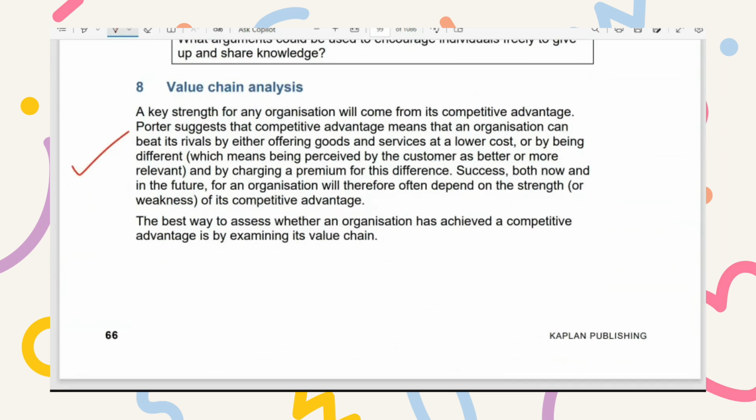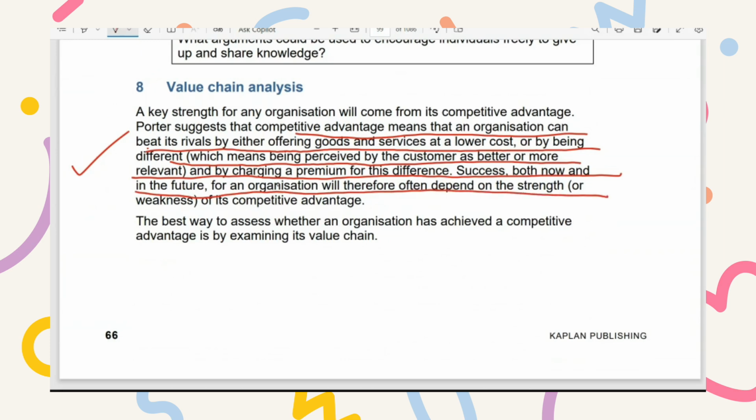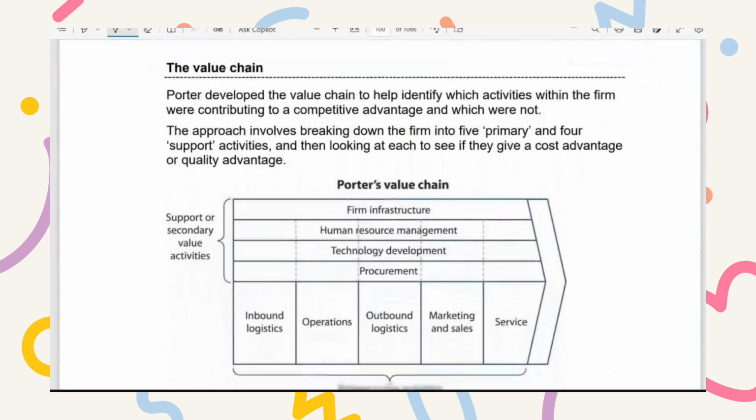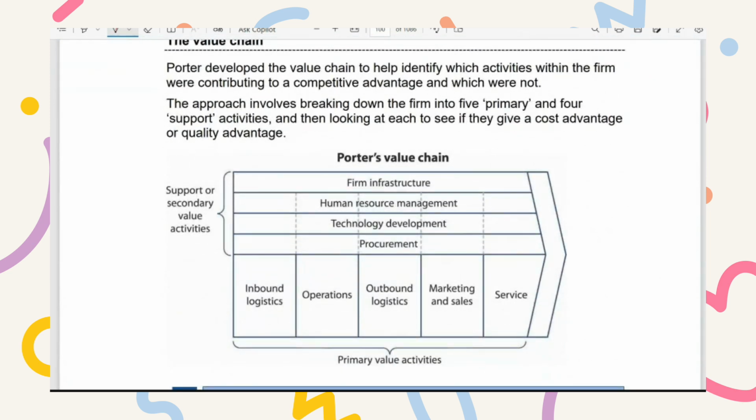Value chain analysis. Value chain analysis is good for analyzing the company's competitive advantage. Porter suggests that competitive advantage means that an organization can beat its rivals by either offering goods and services at lower cost, or by being differentiated, which means being perceived by the customer as better or more relevant and charging a premium for this difference. Success both now and in the future for an organization will therefore often depend on strengths or weaknesses. So this is how you plan and make your strategy successful.